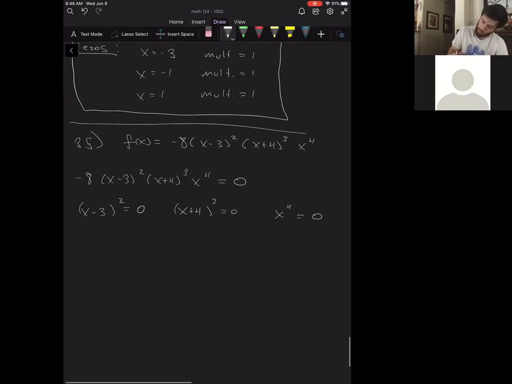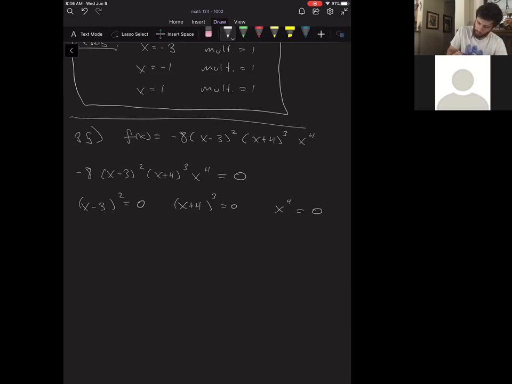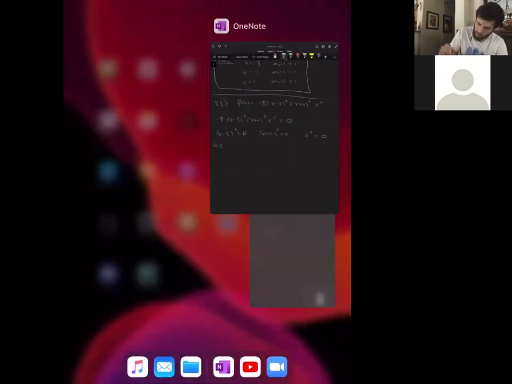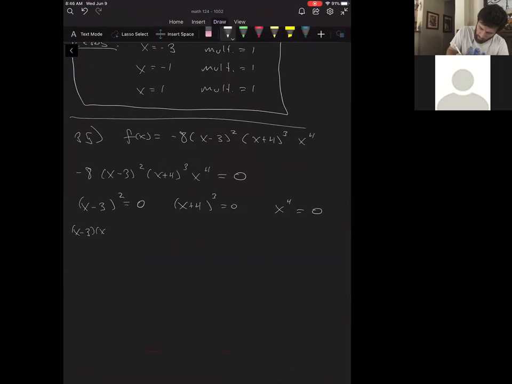So looking at the left one, notice x minus 3 squared. So what does that mean? Well, that just means x minus 3 is equal to 0, and x minus 3 is equal to 0, which tells us we're going to get x equals 3, and also x equals 3. So notice we get 3 two times, and that's because the power up here is 2. So what this tells us is that we're going to get x equals 3, and the multiplicity of this one is going to be equal to 2.